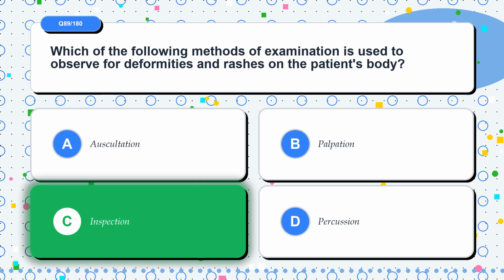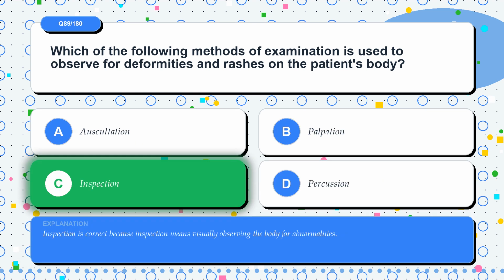The correct answer is option C, inspection. Inspection is correct because inspection means visually observing the body for abnormalities.